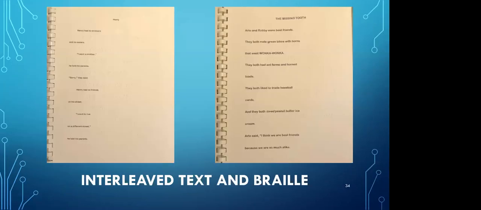And here's just an example of what the interleaved text in Braille looks like. So on the left is the first page of text in Braille from Henry and Mudge, the first book by Cynthia Rylant. On the right is the first page of text in Braille from The Missing Tooth by Joanna Cole. As you can see, the text is on the first line and then the Braille is on the following line. So for both WorldCat records, I added a 500 general note, 500 both indicators blank, subfield A, alternate lines of print and Braille on each leaf.